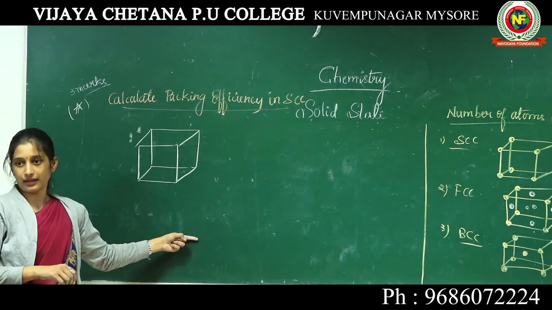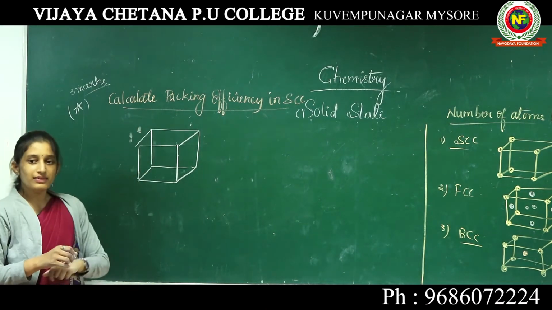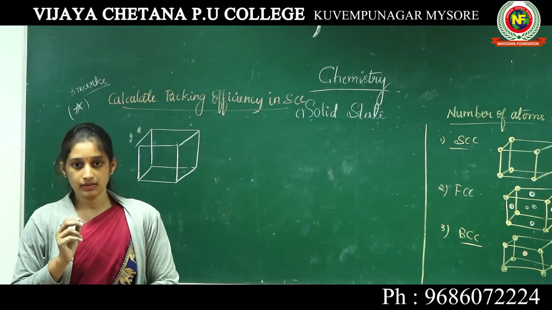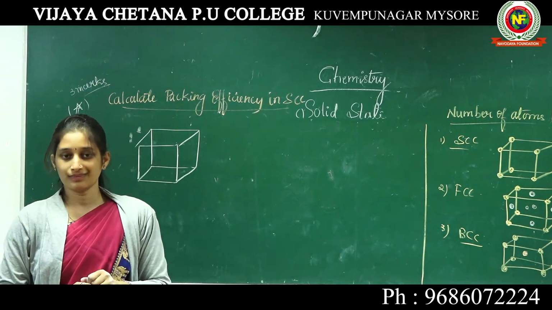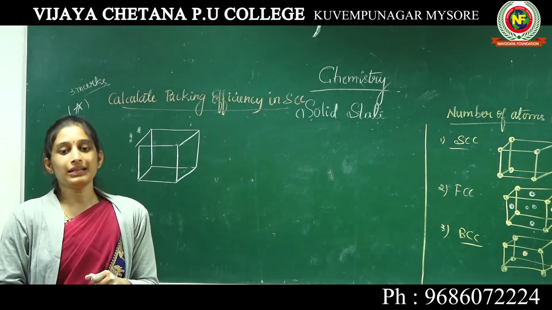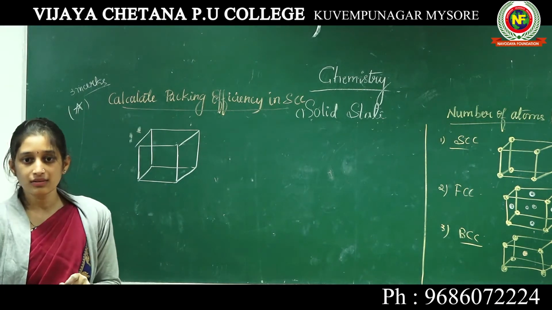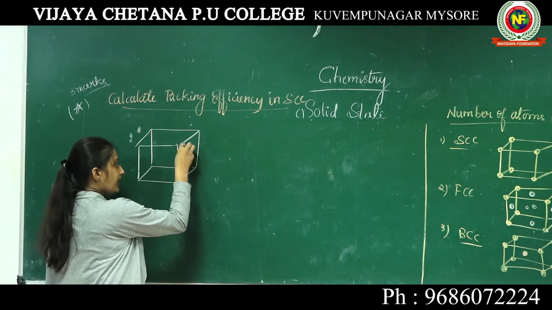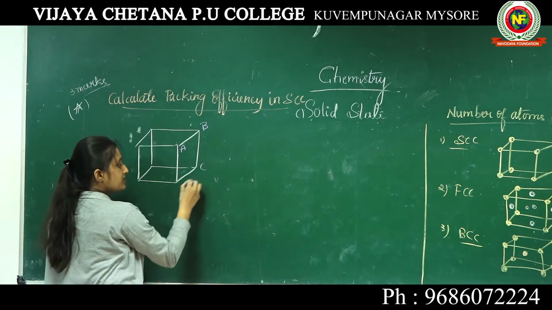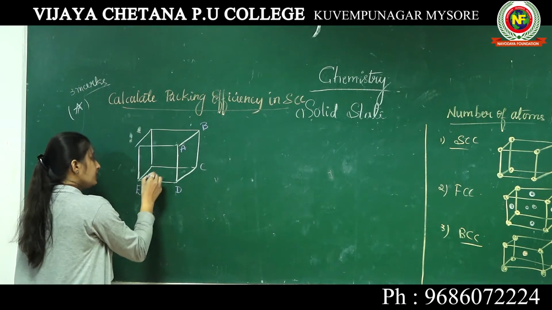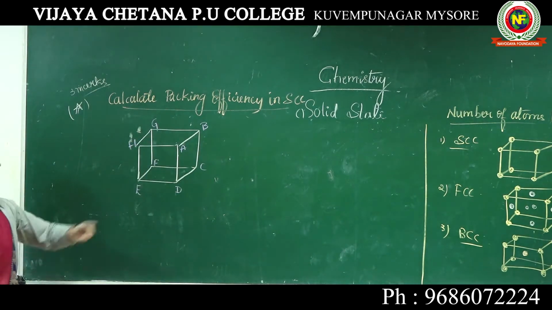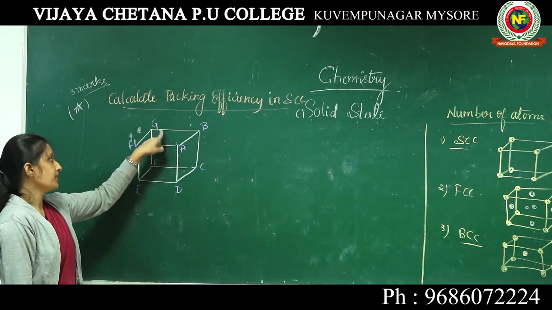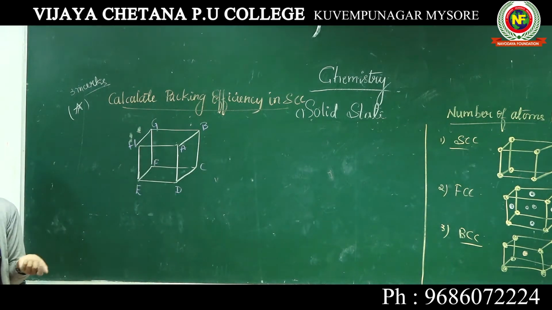You know 8 corners are there because SCC means simple cubic crystal lattice. SCC mainly contains atoms only at the corners of the cubes. Correct? 8 corners contain 8 atoms. First I should name the corners. So, this one is A, this one is B, this one is C, D, E, F, G, H. Total 8 corners. 1, 2, 3, 4, 5, 6, 7, 8. 8 corners, 8 alphabets. A, B, C, D, E, F, G, H.